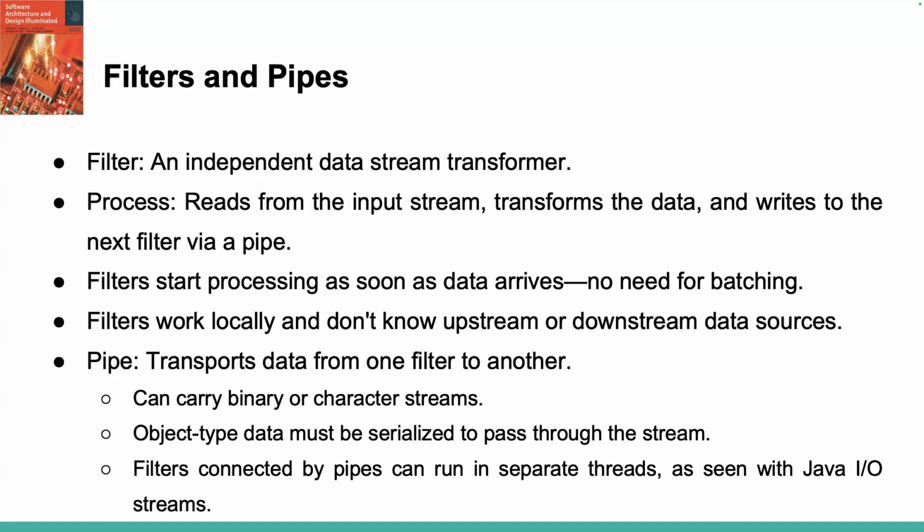A pipe serves as the channel through which data flows from one filter to another. Pipes can carry different types of data, including binary streams such as files or images, character streams like text data, and structured data like XML or JSON objects. Since each filter processes the data locally and independently, the filters can be executed in parallel threads, which makes the system highly efficient. For instance, in Java I/O streams, pipes are used to connect input and output streams for reading and writing data, enabling multi-threaded concurrent operations.